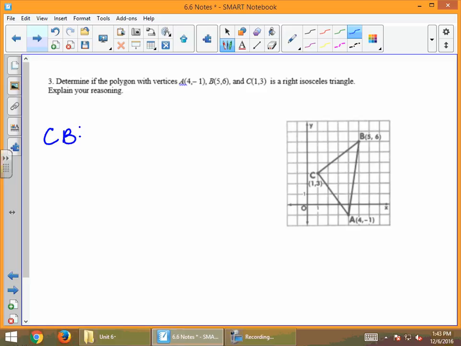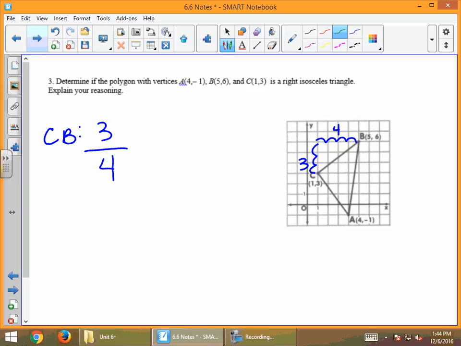So how far do we count up? How far do we count over? 4. So that's the slope of CB. And don't get distance and slope mixed up, because you kind of count them the same, but slope and distance are two different things. Okay? Slope you write as a fraction. Distance you're using the Pythagorean theorem. Slope you're finding the slant. Distance you're finding how long something is. So they're two completely different things. Similar steps though. Similar counting methods.